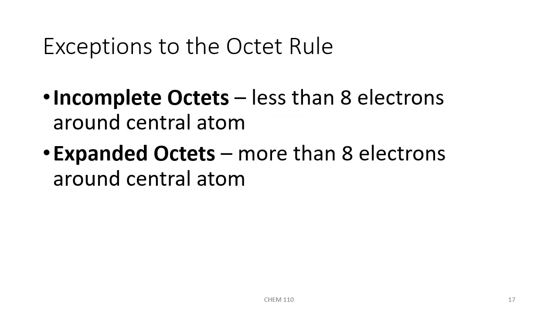Just as we saw with hydrogen, there are a few exceptions to the octet rule. Some compounds form what's known as incomplete octets. Incomplete octets will be formed by atoms that have less than 8 electrons around that central atom. There are some atoms that can have expanded octets. This is where they will be allowed to have more than 8 electrons around the central atom.